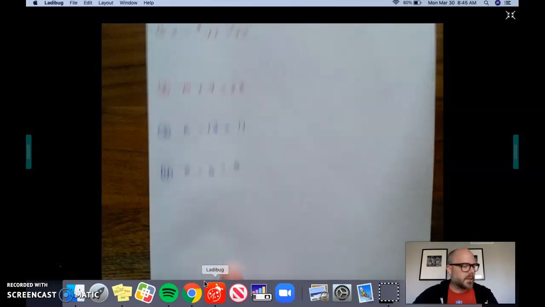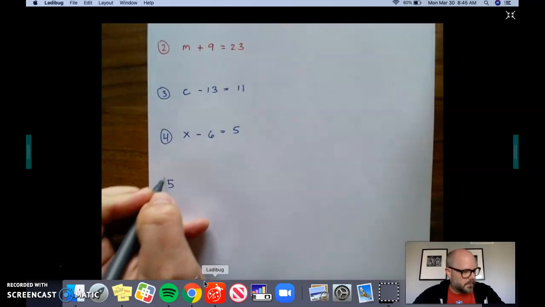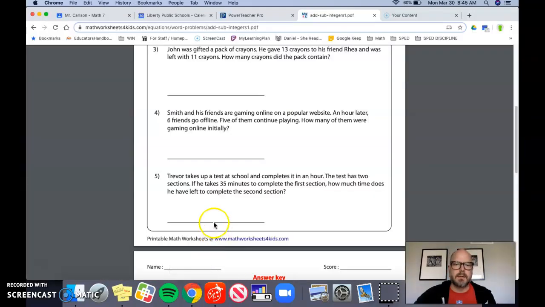All right, last one. Let's look at number 5. It says, Trevor takes a test at school and completes it in an hour. The test has 2 sections. If he takes 35 minutes to complete the first section, how much time does he have left to complete the second section? Now, this is kind of a tricky one too because they tell us an hour, but then they're talking about minutes down here.